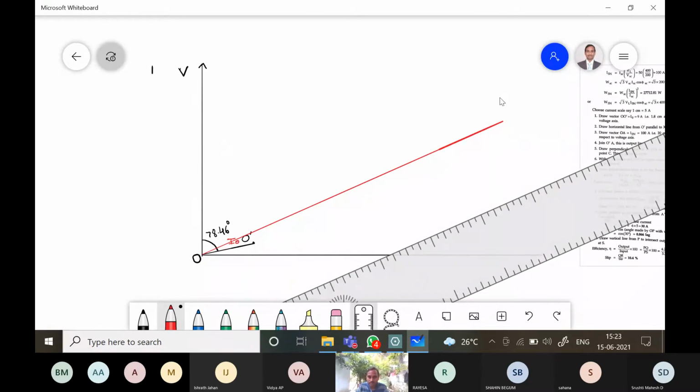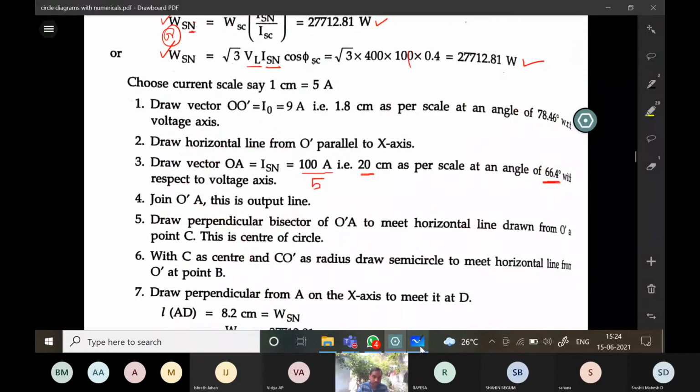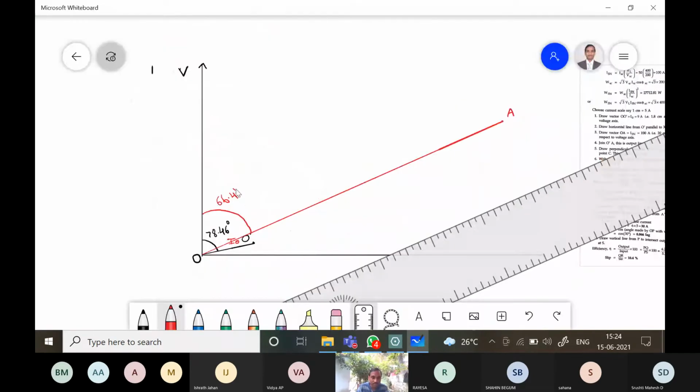Okay, so this is called as point A, a 20 centimeter line, and the angle is 66.4 degree, right? This is called as ISC. All of you have drawn this?